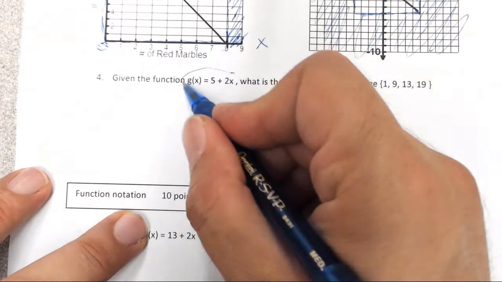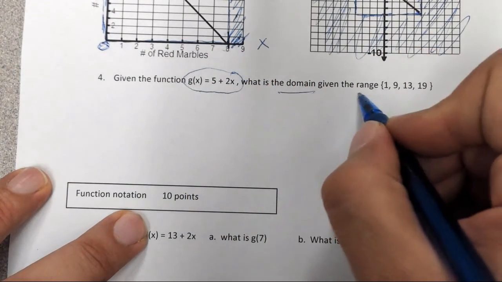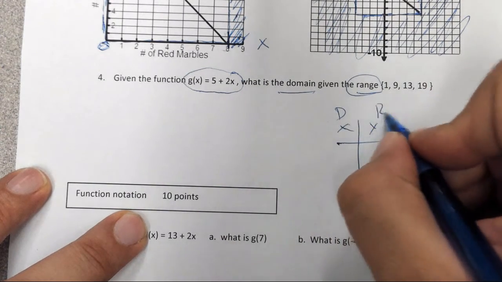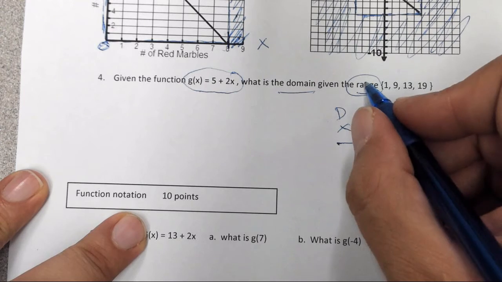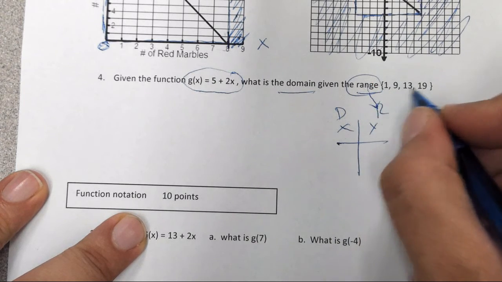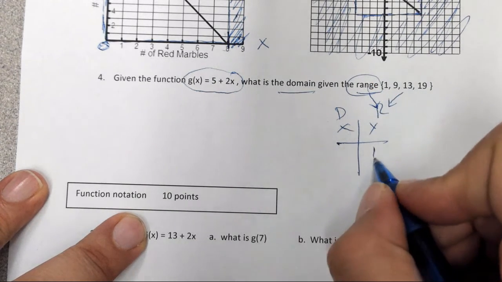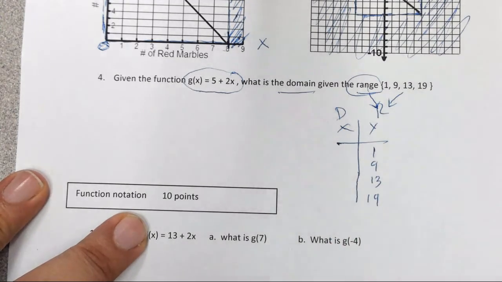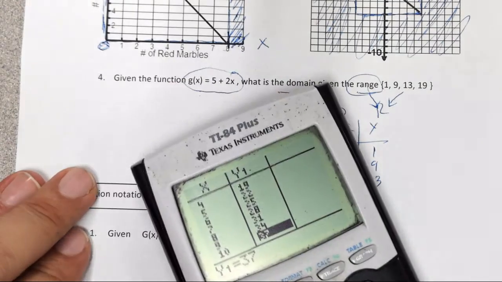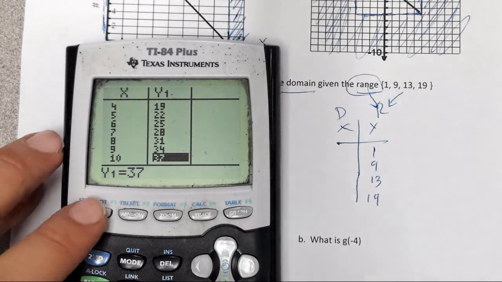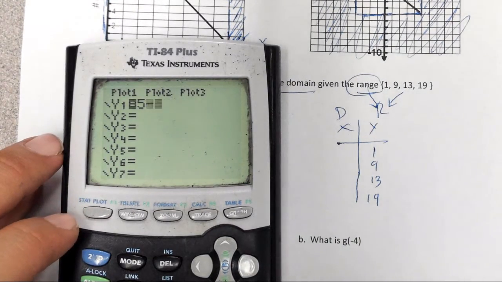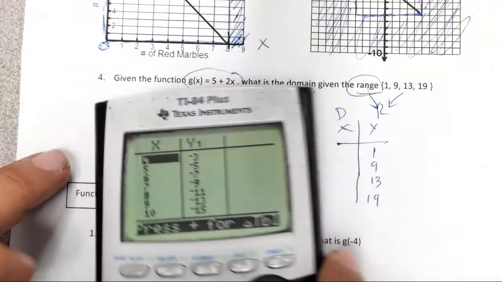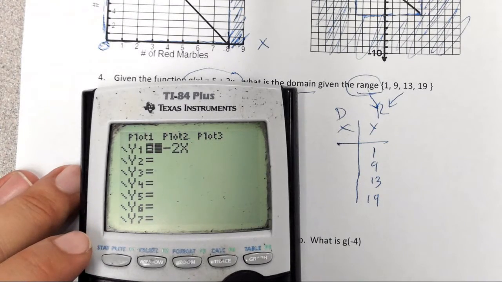Given the function g of x equals 5 plus 2x, what is the domain given the range? So whenever I see domain and range, I always try to make a table. This is the range. So these go right here. So I go to my calculator. Y equals 5 plus 2x. Go to the table, second table, 5 plus 2x.